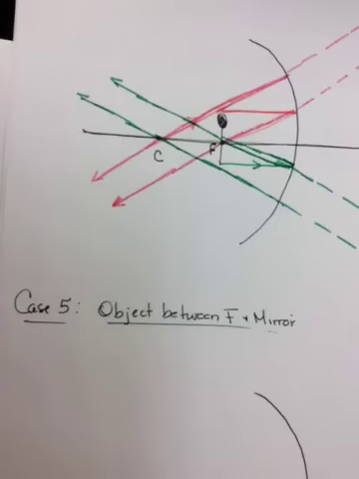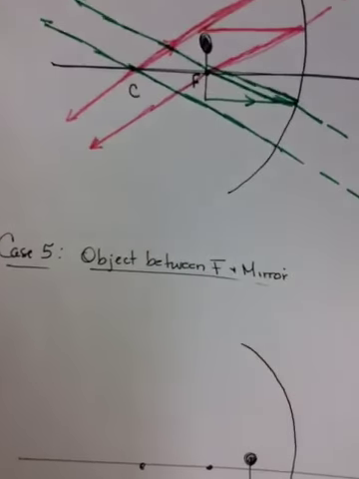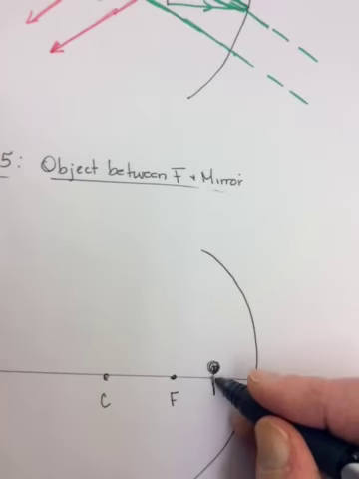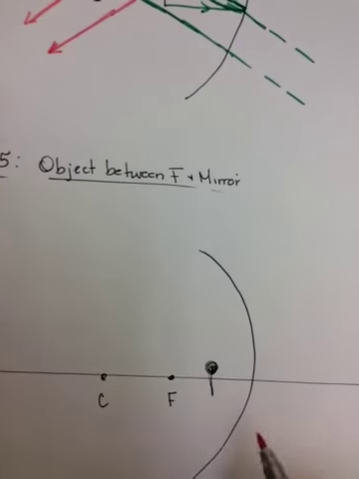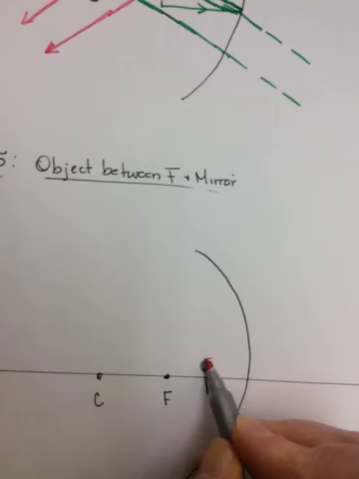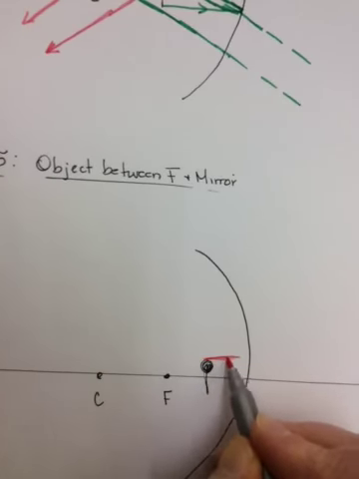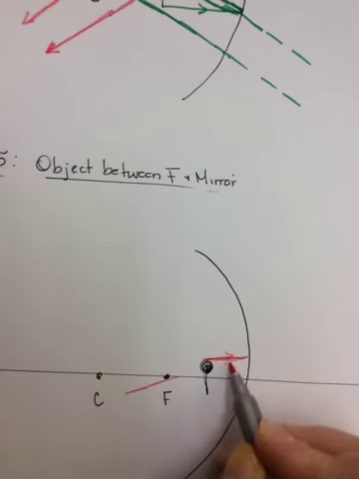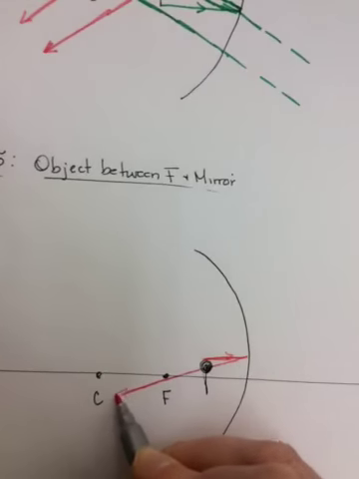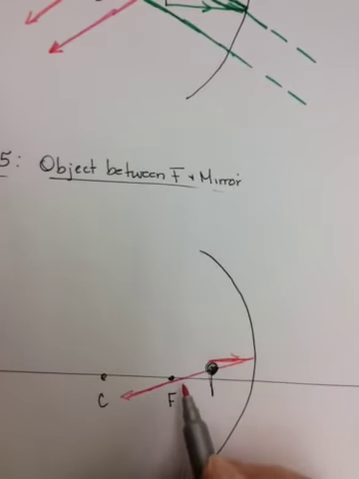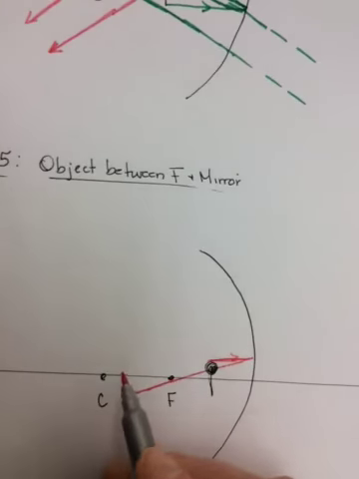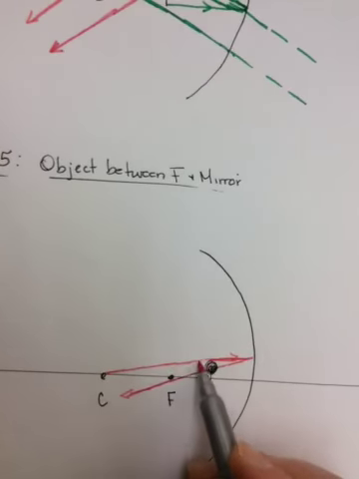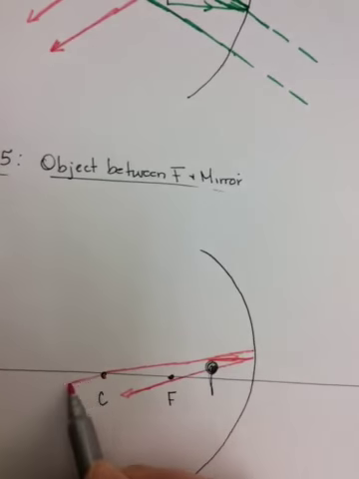Case 5 is when the object is between F and the mirror. Okay, so here's my object between F and the mirror. Now all 3 rays are back on as possibilities. So go in parallel to the principal axis and get reflected back through F. I clearly didn't make my little dude big enough. Okay, and maybe I'll go in through C. Go in through C and get reflected back through C.